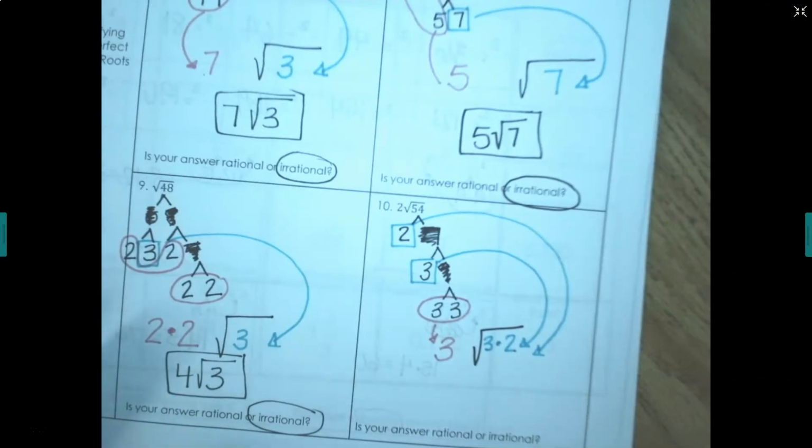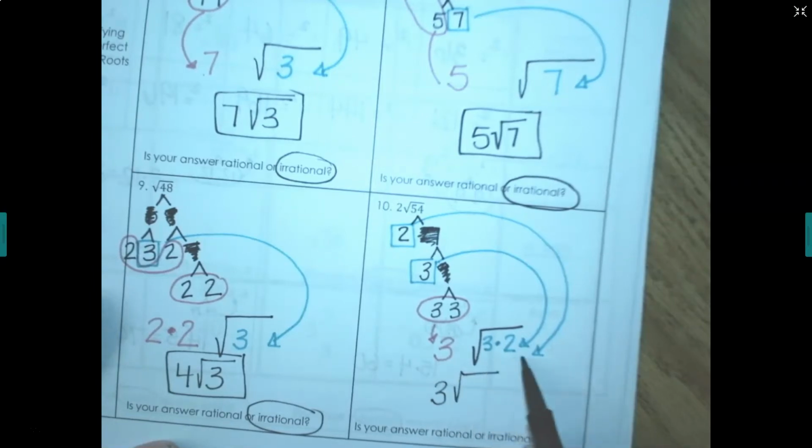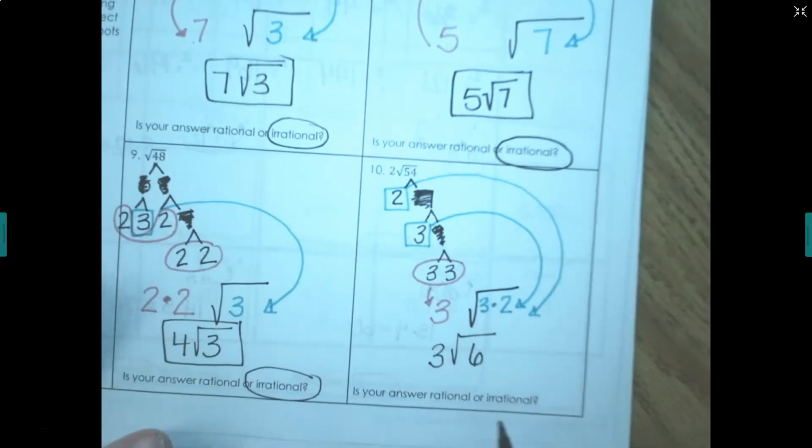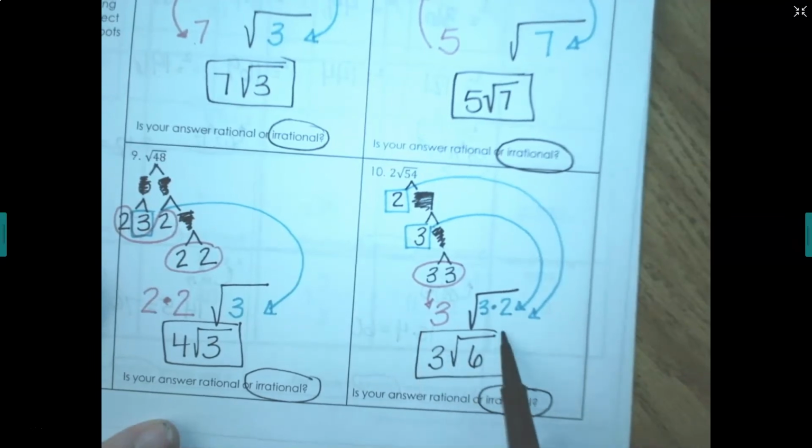Okay, so our final answer here would be we have a 3 on the outside, and we'll have the square root of 3 times 2, which is 6. So we simplified this. It still has a radical in the answer. That makes it irrational.